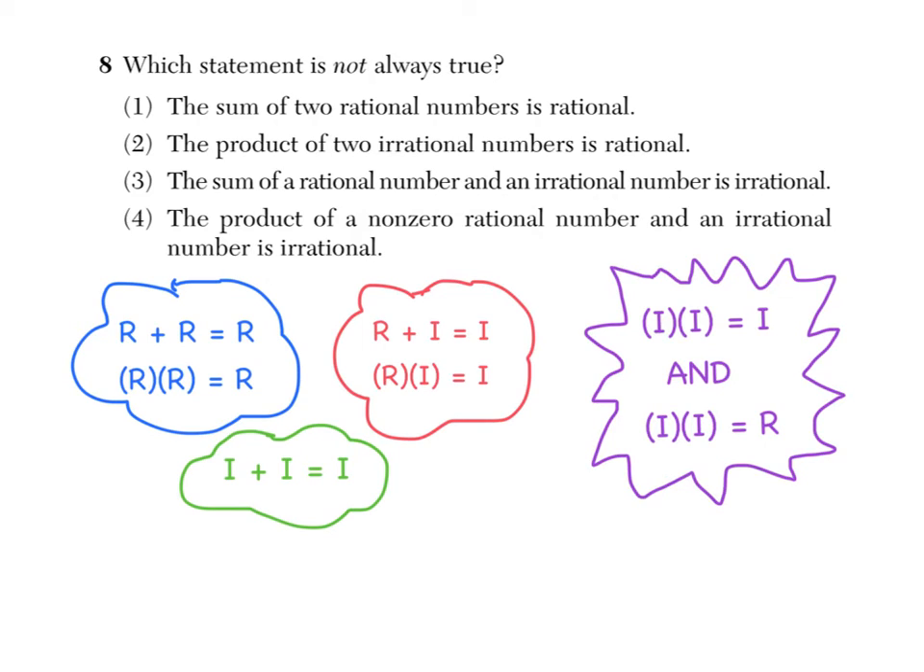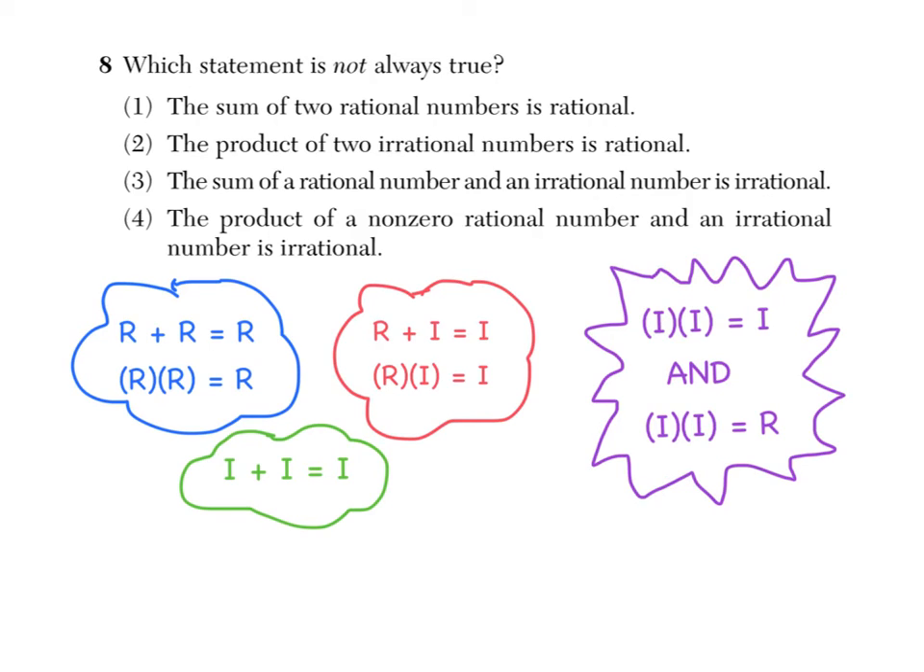Okay, so when you're looking at a question like this one, though, we have to just know. They are asking you which is not always true. And they're asking about adding or multiplying a mix of rational and irrational numbers.